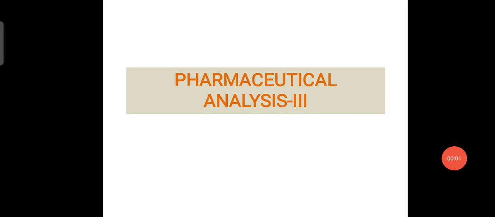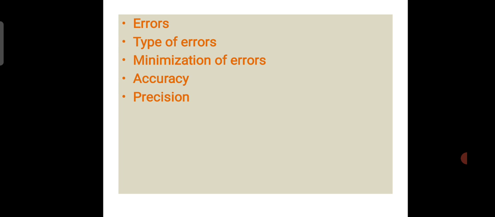Good afternoon, students. Today we'll be dealing with new topics in our first chapter. Before that, what all things have we discussed in our last class? It's about significant figures and concentration, how to express concentration, that is normality, molality, percentage, etc. Then, types of titration: neutralization, precipitation, complexometry, etc. Today's topic is errors and types of errors, how to minimize errors, then accuracy and precision.